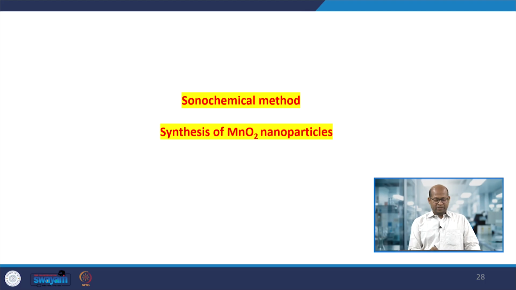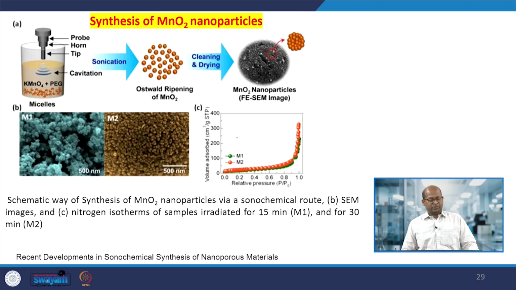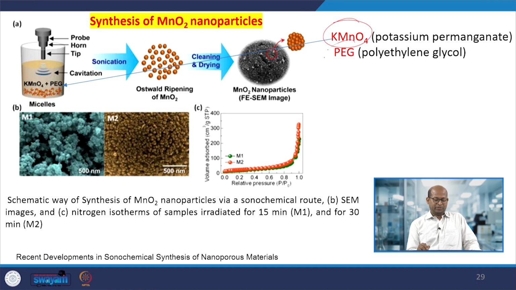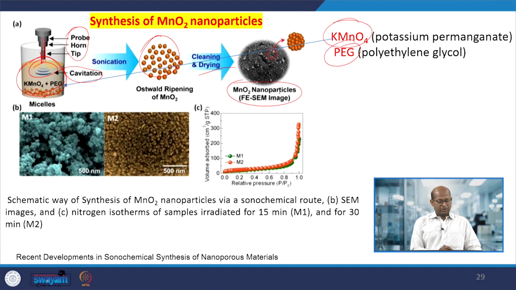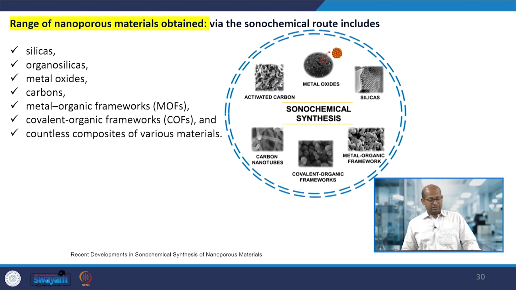So, in these methods we can prepare a few examples I am showing. So, here manganese dioxide nanoparticles that we can synthesize. Here for manganese we can use the precursors, potassium permanganate and PEG, polyethylene glycol, that we can take in these reactors, and after that probes or tips would be placed, and then ultrasound cavitation would be there, and with that different types of nanomaterials we can prepare, and after calcination, drying, cleaning, we can get very small diameter nanomaterials.